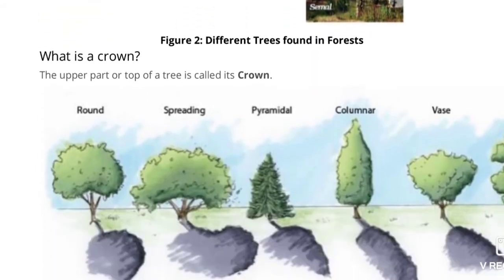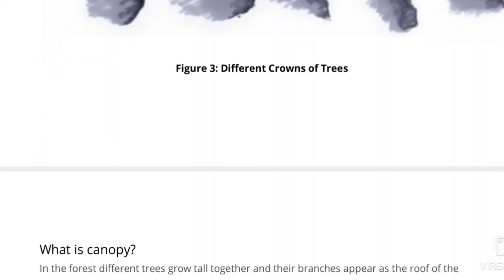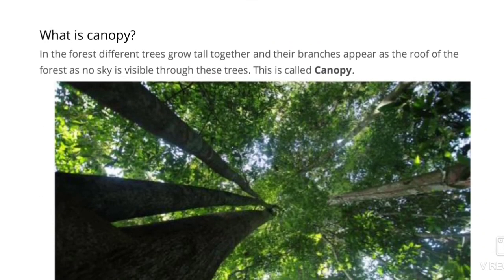Next, what is a crown? In the textbook we already learned about the crown. It means the upper part of the top of a tree is called the crown. In this picture you can see, students, the types of crowns. Some trees have a rounded crown, some a spreading crown, some pyramidal, some columnar, vase-shaped, open, and many other types of crowns.